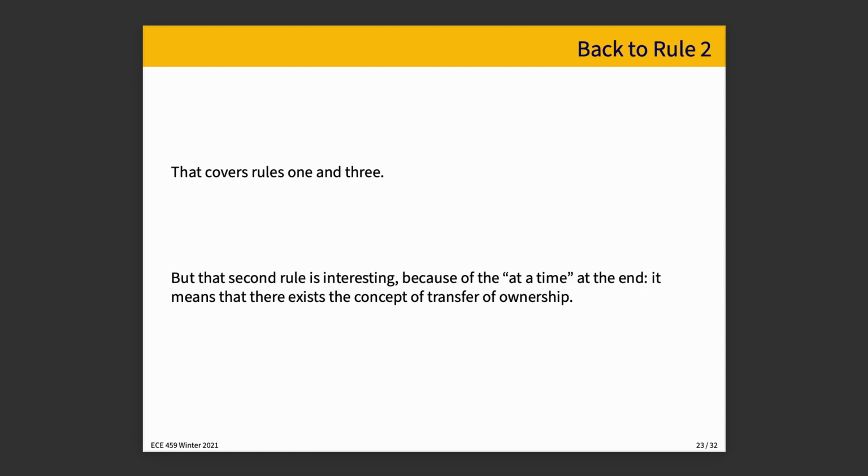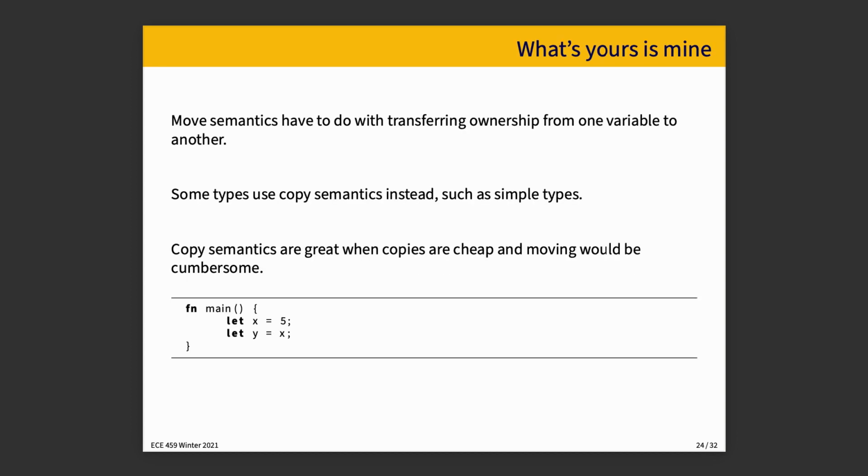Okay, that covers rules 1 and 3. All right, everything has an owner, and when its owner goes out of scope, it is dropped. But the second rule is interesting. The second rule said there can be only one owner at a time. The at a time is the interesting part of that, because it means, in addition to the fact that ownership is on one thing, it means ownership can be transferred. So the concept of transfer of ownership is important in Rust.